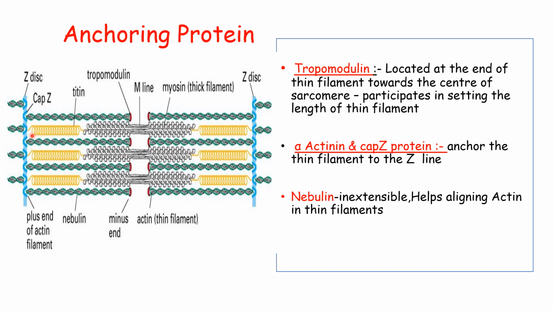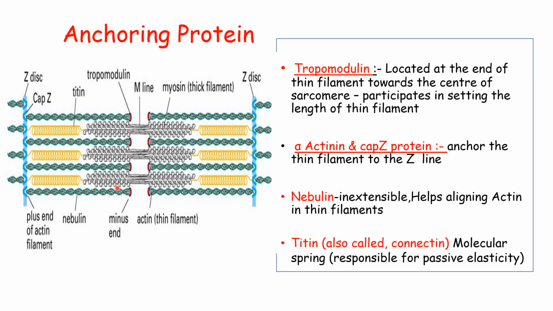Then we have nebulin, which is inextensible here, and it helps to align actin into a thin filament. Titin, as we said earlier, it is a heavy molecule. The molecular weight of titin is 3 million maybe, and it is present as a molecular spring, and it is responsible for maintaining the passive elasticity. As I said, it is very important in maintaining the passive tension in a muscle.